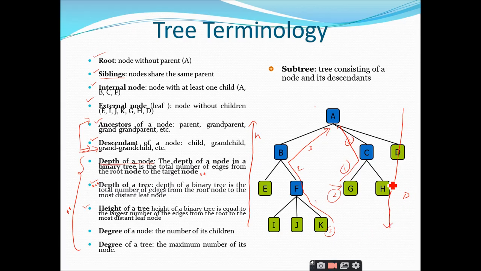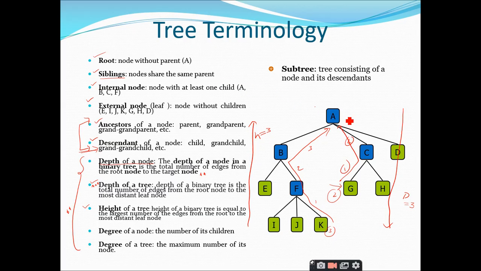Yes, sir. So what is the depth of this tree? What is depth of this tree? 3, sir. What is the height of this tree? 3, sir. 3 only. So you can observe here that the height and depth of a tree are almost equal, but the way you consider it, whether you are going in the upward direction or in the downward direction, that makes the difference. That's it. Is it clear?